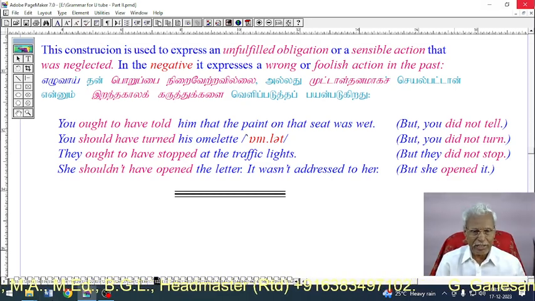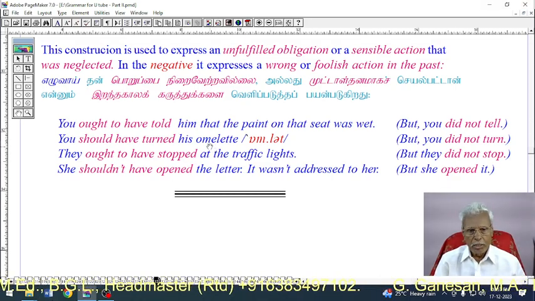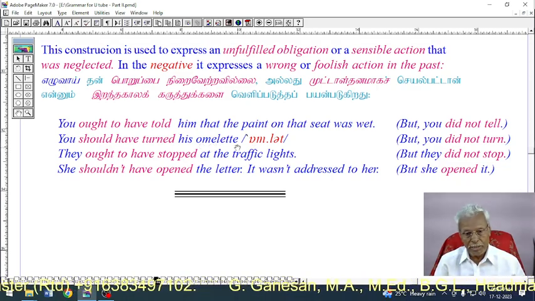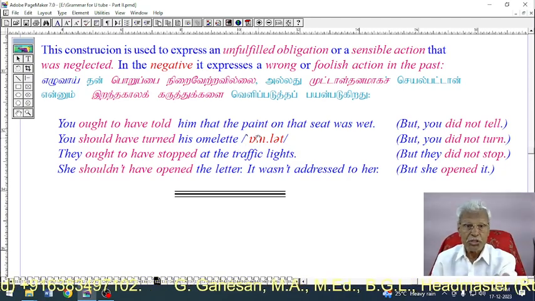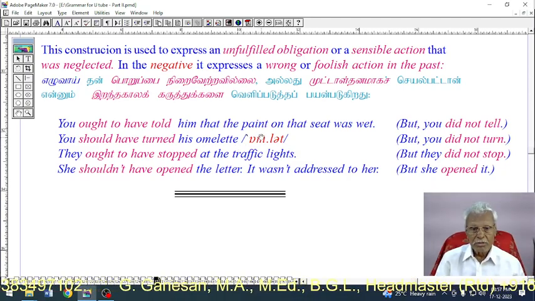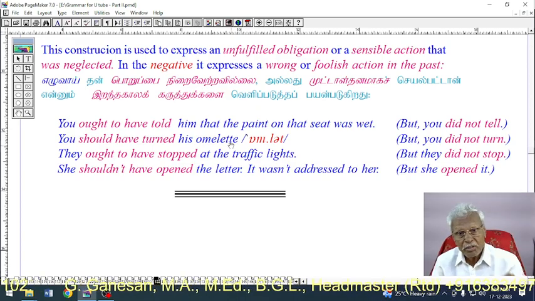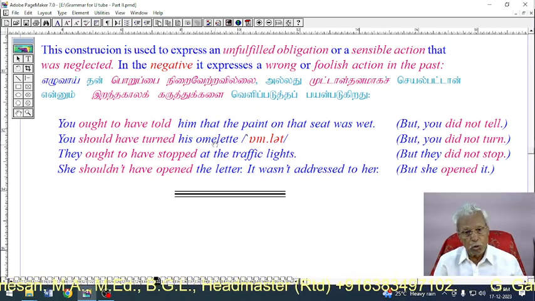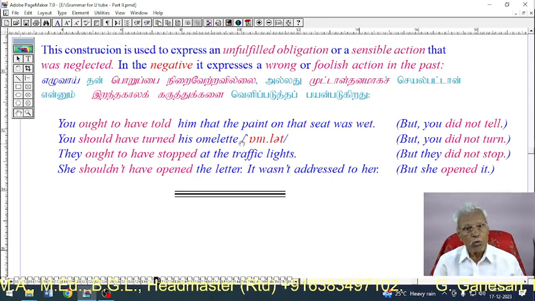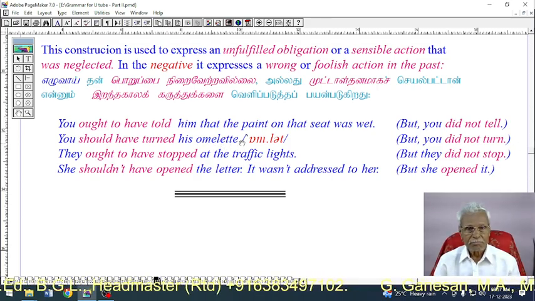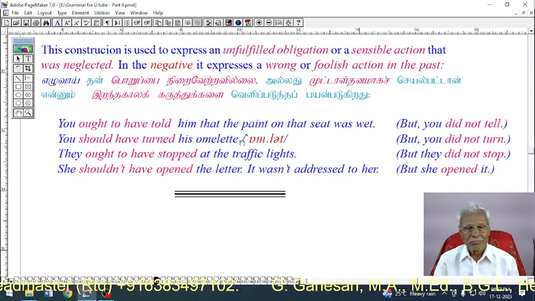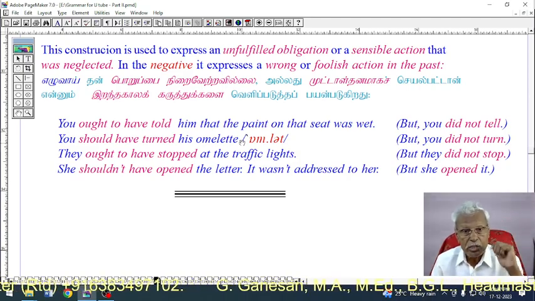Dear students, here I will say the word omelette. Who can pronounce it in any way? Because there is no principle here. There are no guidelines regarding the pronunciation of English words.